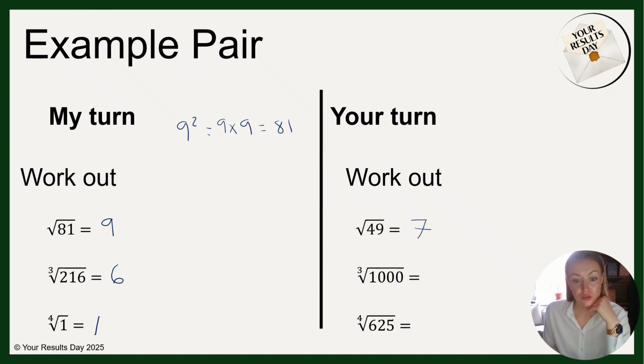The cubed root of 1000, you might know this one, or you might have needed to type it into your calculator, is 10, because 10 times 10 times 10, that's 3 times, is 1000. And the fourth root of 625 is 5, because 5 times 5 is 25, times that by 5 is 125, and times that by 5 is 625.